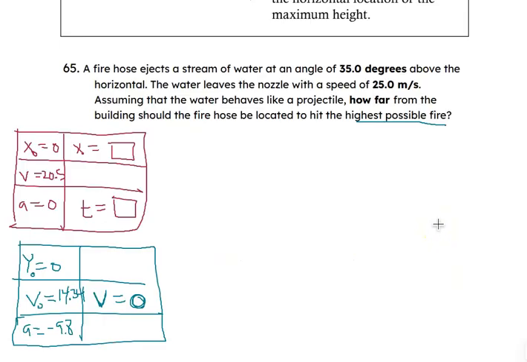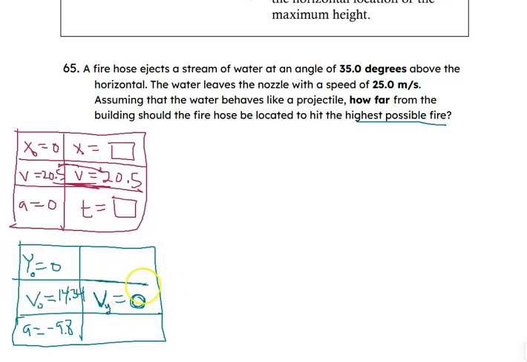Okay, so again, max height means Vy equals 0. I haven't said this yet, I don't think, but Vx is constant. So that's always going to be true. This is always going to be the same as that.